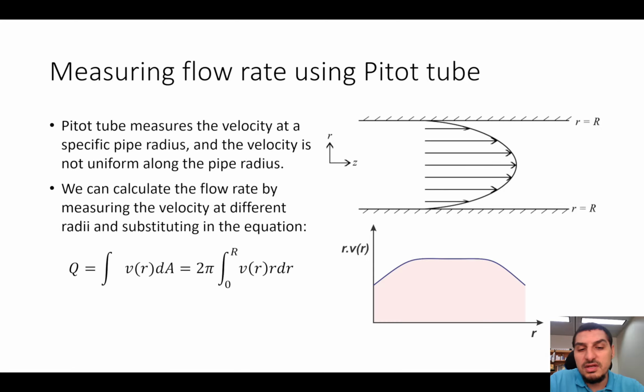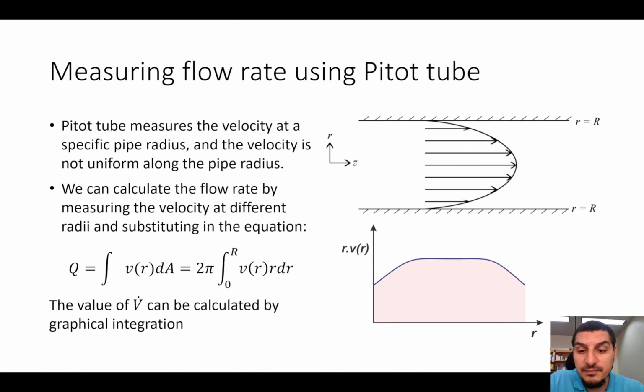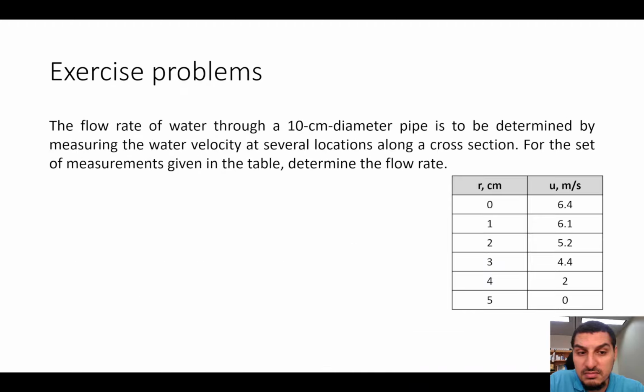This graphical integration can be done with many methods. There is the trapezoidal method, the Simpson method, and other methods that you can use to do this. So this is just to clarify how we can use the pitot tube to calculate the volumetric flow rate. And this example shows some numbers that we can use to do this.